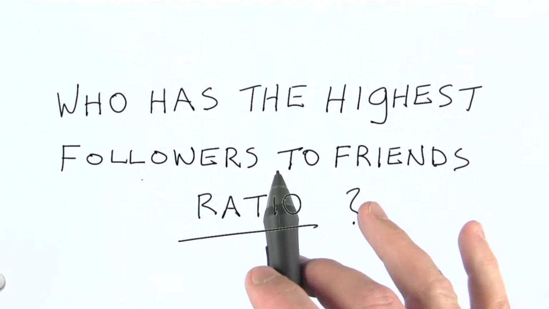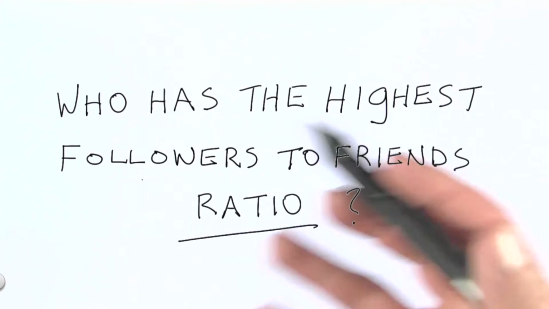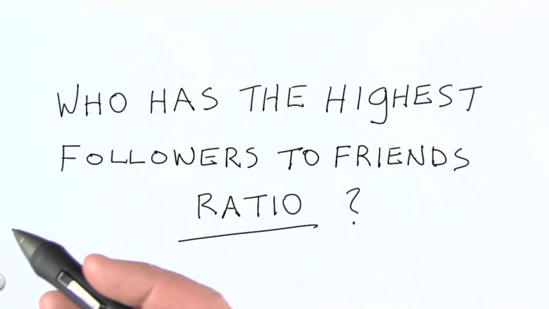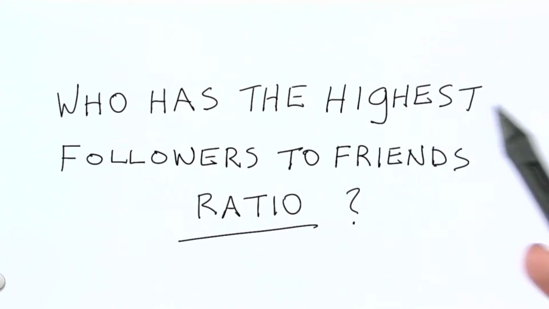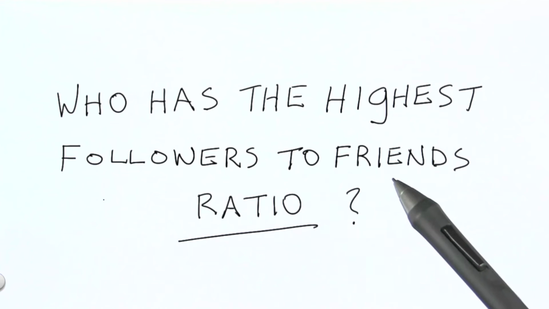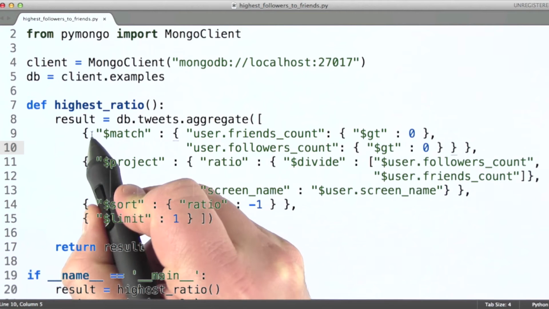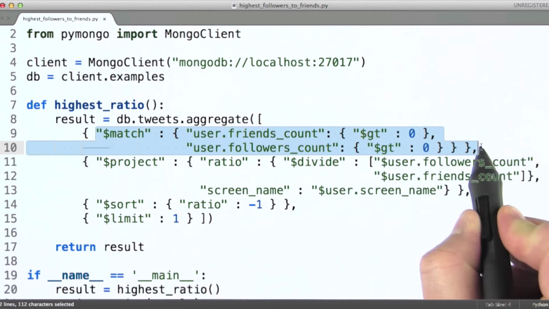The data that we're working with is from the version 1.1 Twitter API. And here, friends means who I'm following. So another way of expressing this is who has the highest followers to following ratio. Okay, so here's our complete solution to addressing this problem using the aggregation framework.